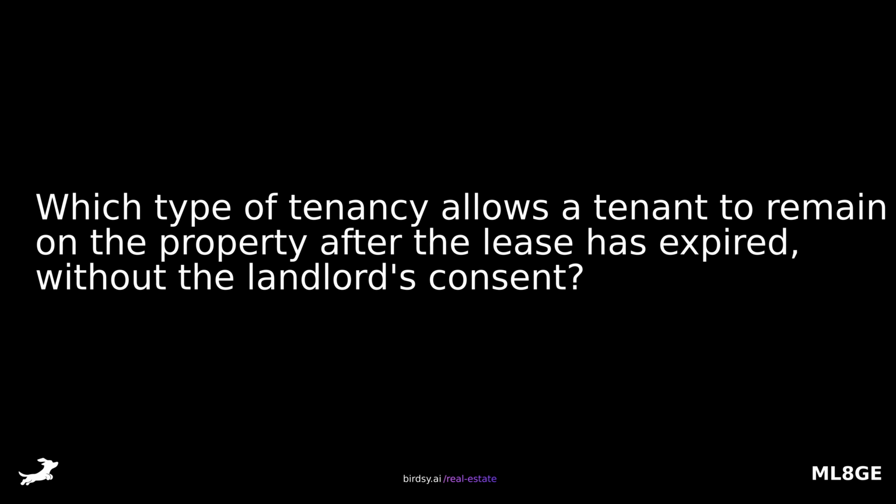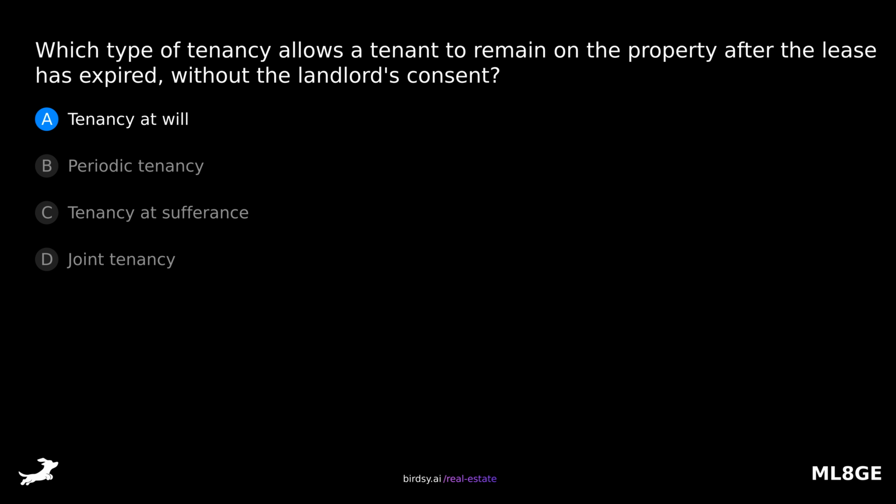Which type of tenancy allows a tenant to remain on the property after the lease has expired without the landlord's consent? Is it A, tenancy at will? B, periodic tenancy? C, tenancy at sufferance? Or D, joint tenancy? The answer is C, tenancy at sufferance.